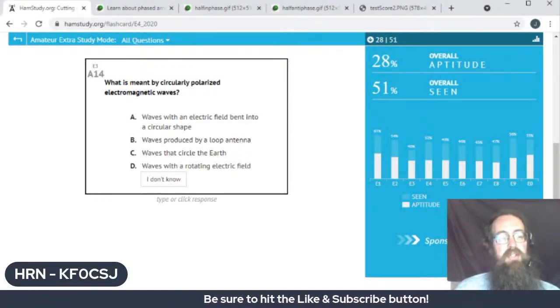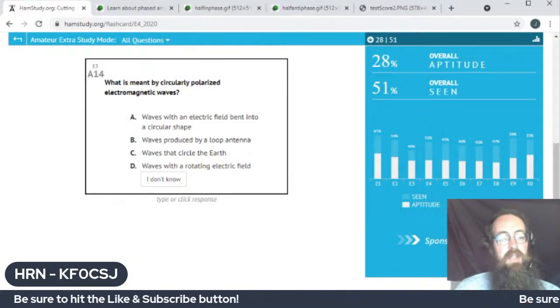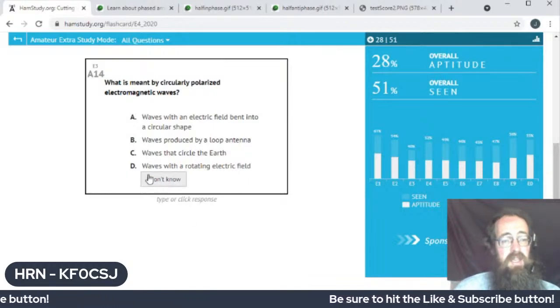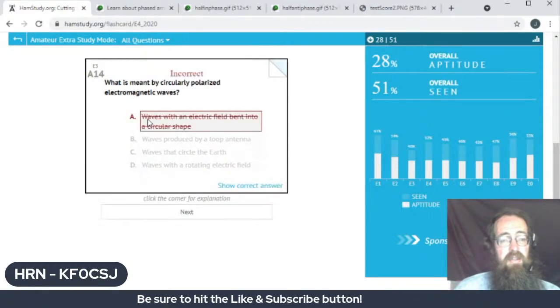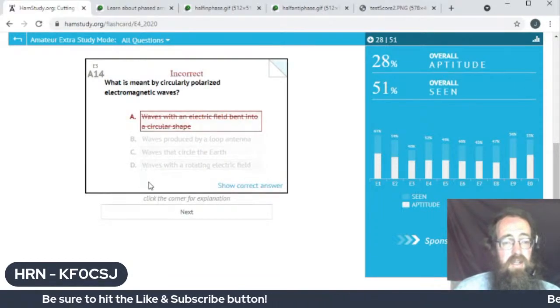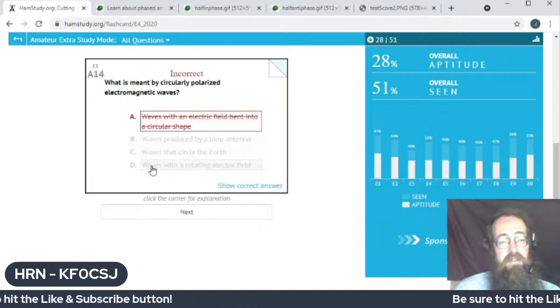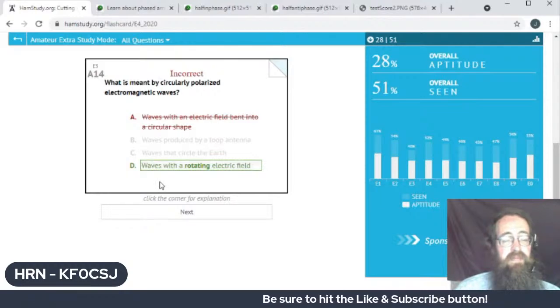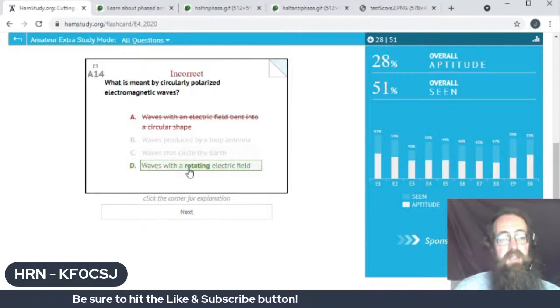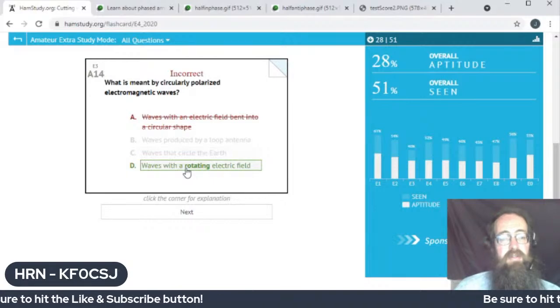What is meant by circular polarized electromagnetic waves? And I am going to say A. And actually, now that I read it again, it's D. Yeah, it's waves with a rotating electrical field.